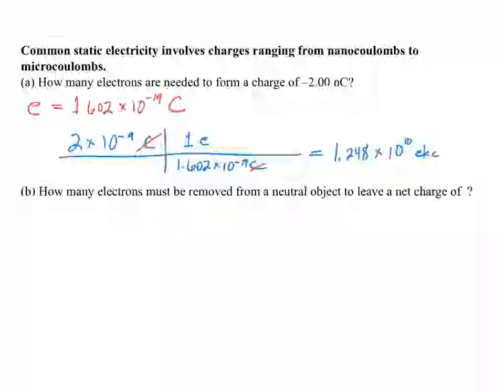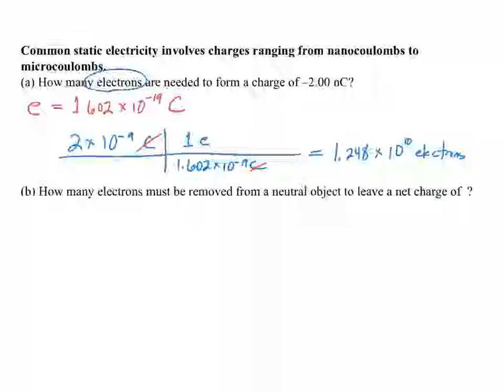Now, what's that? That's electrons. Okay. How many electrons do we get? So 10 to the 10th, what is that? That's 10 billion, roughly. All right, so roughly 10 billion electrons for a minus 2 nanocoulomb charge, which is not a lot of charge, but it is a lot of electrons, a ton of them.